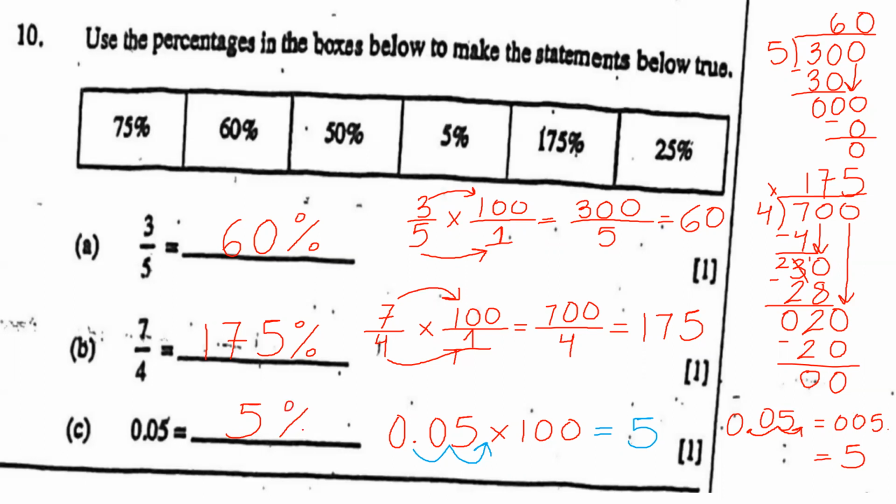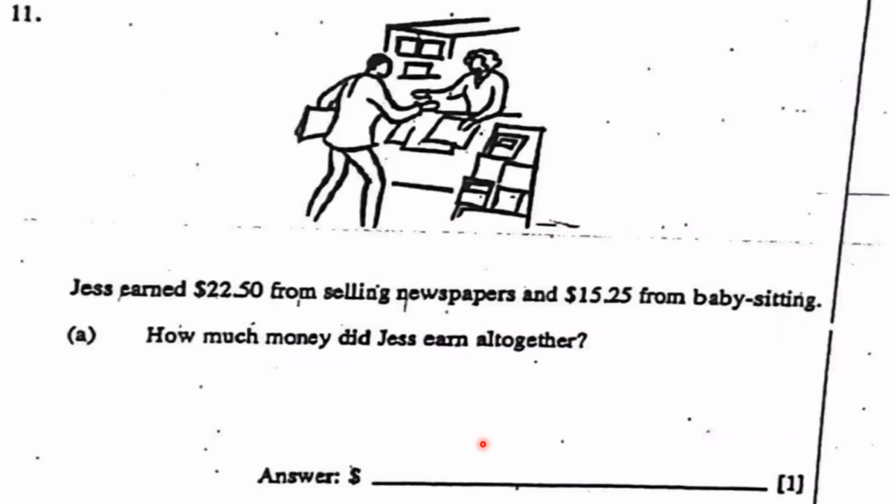Again, when we're multiplying by 100, you can simply move the decimal place 2 times to the right, and you'll still get your proper product. Move right along to question number 11.